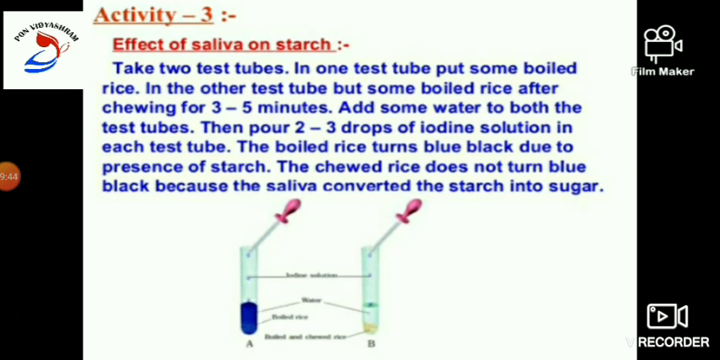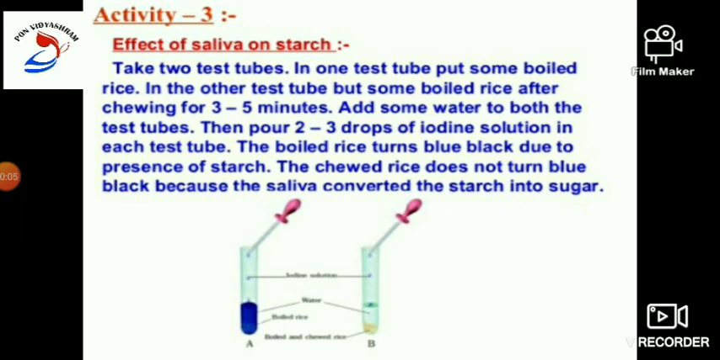Now, let us have the interesting activity session. Effect of saliva on starch. Take 2 test tubes. In one test tube, take boiled rice. In the other test tube, chewed rice. And add iodine solution to both the test tubes. You know, for testing of starch, we use iodine solution as the chemical.